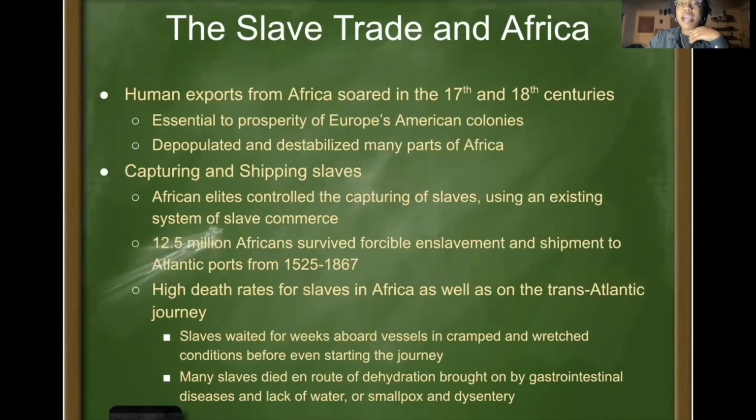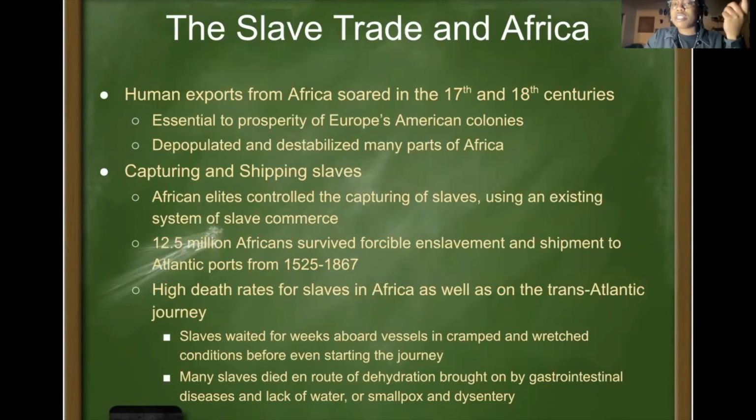All right, so the human export, the slave trade in Africa. What's this going to look like in Africa? We see the results of the slave trade, hint, hint, all these African Americans who live in America. But what happened in Africa? Like, what was the impact that was happening there?